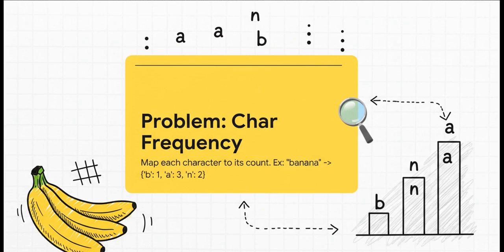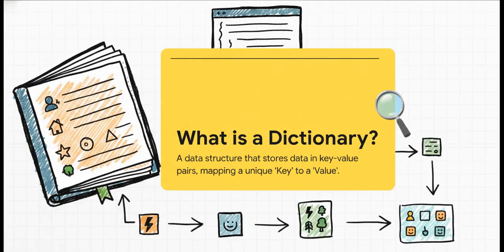We need a way to store both the characters and their counts together. And the absolute perfect tool for this job is a Python dictionary. It works just like a real dictionary. You look up a word, that's the key, to find its definition, that's the value. In our case, each unique character will be a key, and its running count will be its value.